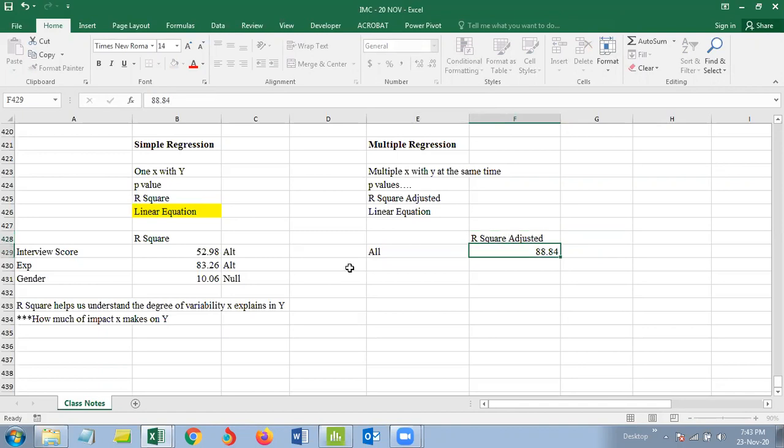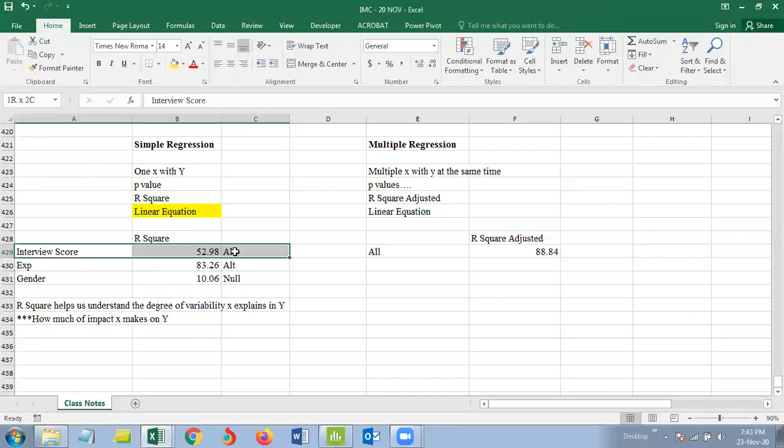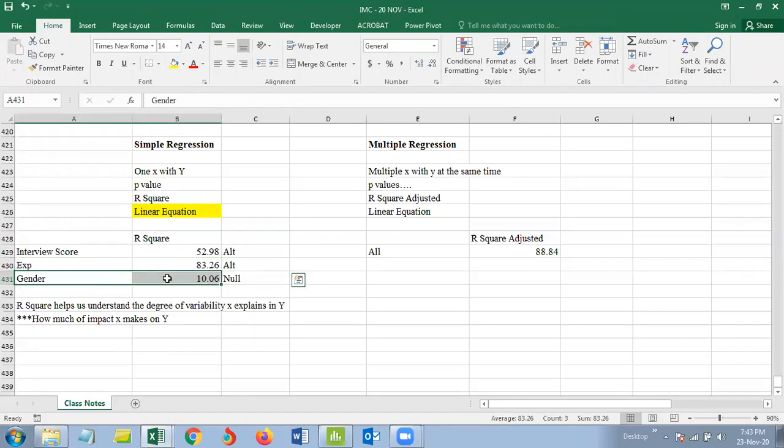Now, what is this R square adjusted? These were the individual impacts. When you test everything at the same time, what you're trying to find out is, when there is an interview happening, you're deciding someone's salary. All these forces are acting on the decision of salary at the same time. Interview score is putting in an impact on the decision of salary. Experience is also making some impact. Gender, if at all, is making some impact, but all these forces are acting on the decision Y, which is salary, at the same time.